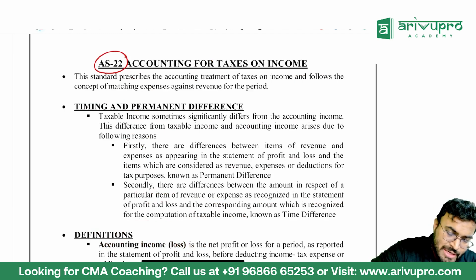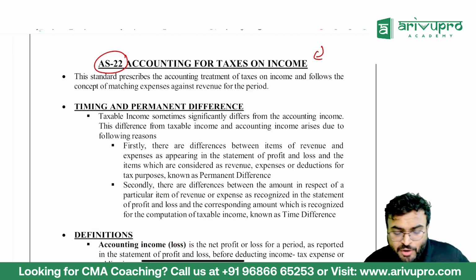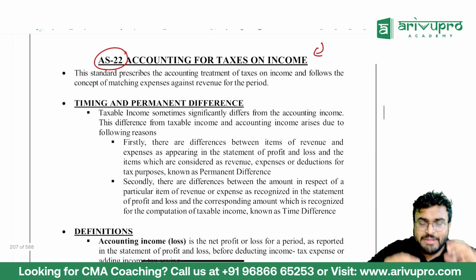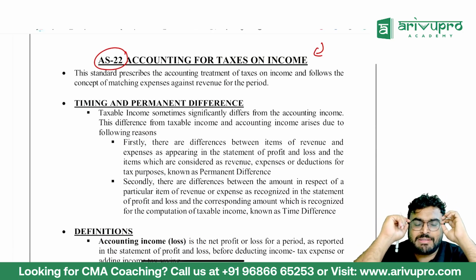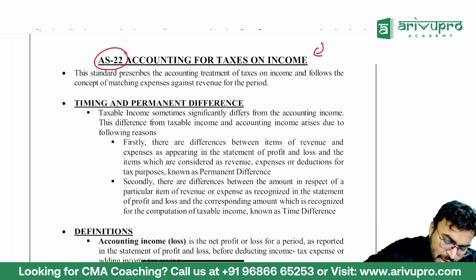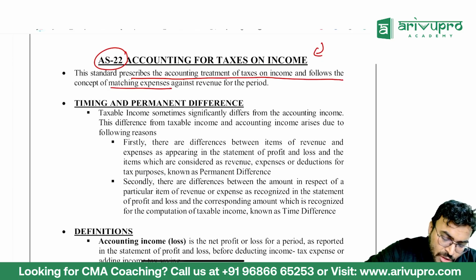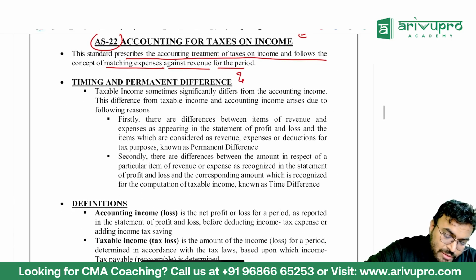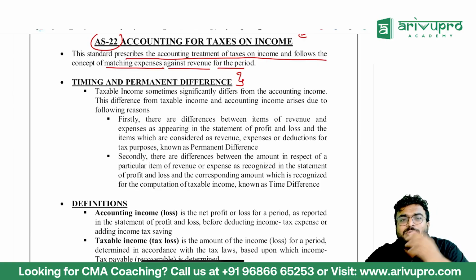The last accounting standard is AS 22, accounting for taxes on income. Now, this standard is applicable because of tax. If you know a little bit of tax, you'll be able to grasp this standard fast. This standard prescribes the accounting treatment for taxes on income, following the concept of matching expenses against revenue for a period. Now, this standard is applicable when there is a difference between accounts and tax.